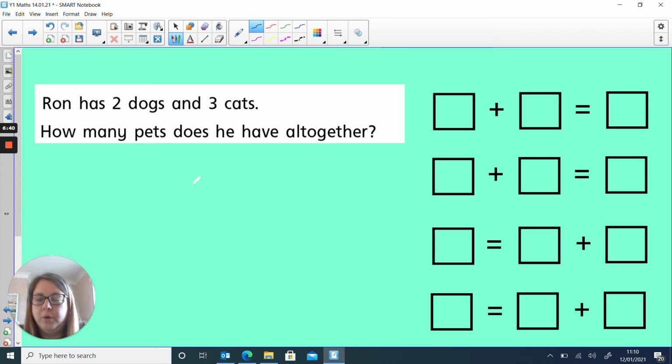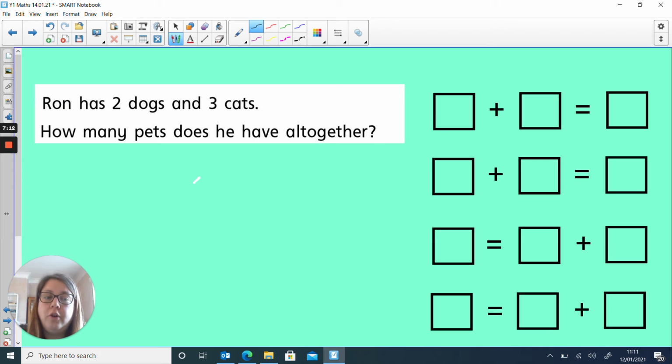Right, next one. Oh, we don't have any pictures this time. It's now just words. Ron has 2 dogs and 3 cats. How many pets does he have altogether? So if you need to draw 2 dogs and 3 cats, or remember we can use counters to represent that. So if you want to draw 2 circle counters to represent the dogs and 3 square counters to represent the cats, that's absolutely fine. If you need to use equipment at home, it's whatever works for you. Some of you might not even need to do that. But again, it's whatever works for you.